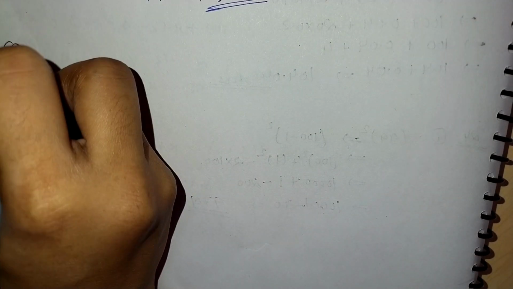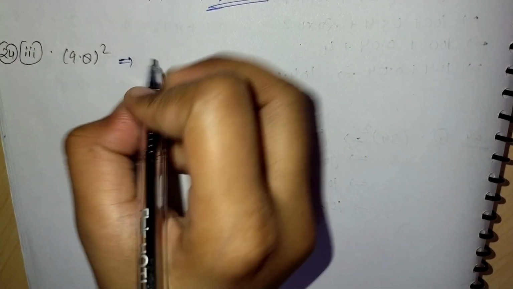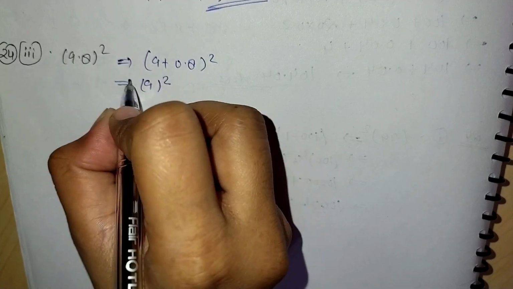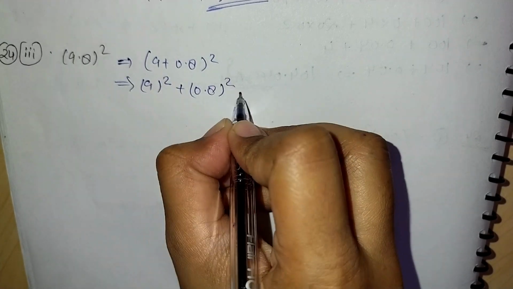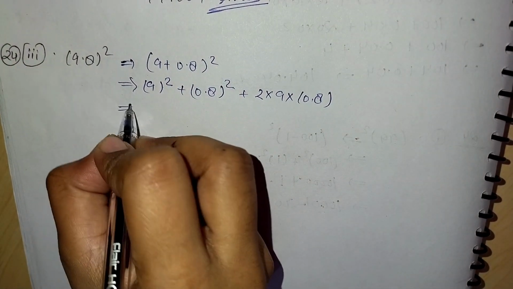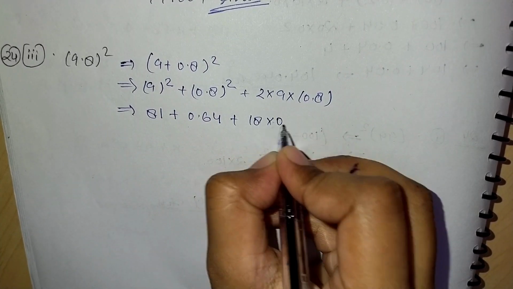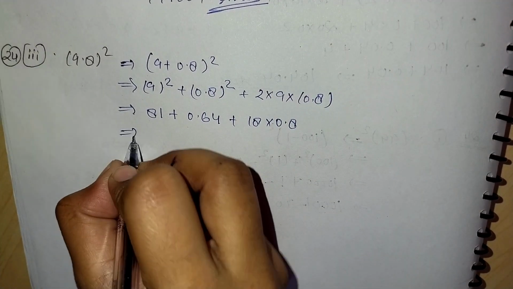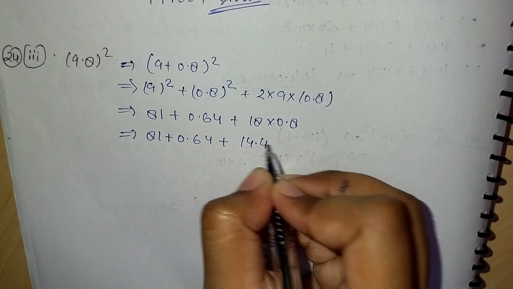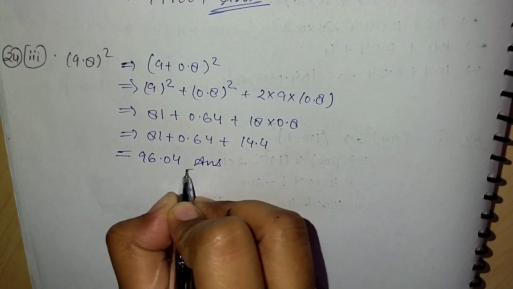Now let us solve 24th third part, which says that 9.8 whole square we have to find. So it will be 9 plus 0.8 whole square, equal to 9 whole square plus 0.8 whole square plus 2 into 9 into 0.8. So here on solving this we will get 81 plus 0.64 plus 14.4. On solving this, we will get 96.04 as the answer here in this question.